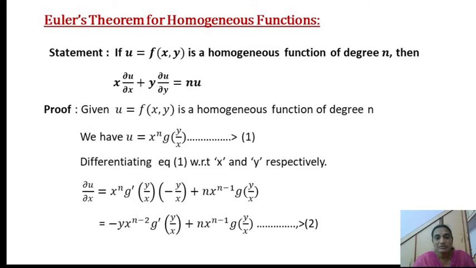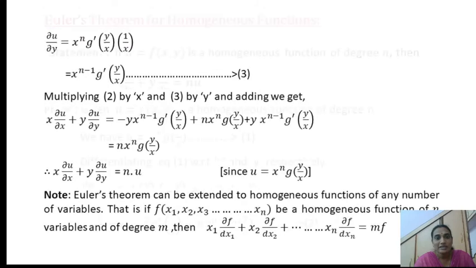So after differentiation we get ∂u/∂x equal to, keeping the first term as constant, differentiation of the second term g'(y/x) into -y/x^2. Next plus first term differentiation n x^(n-1) g(y/x). So after simplification we get -y x^(n-2) g'(y/x) plus n x^(n-1) g(y/x).